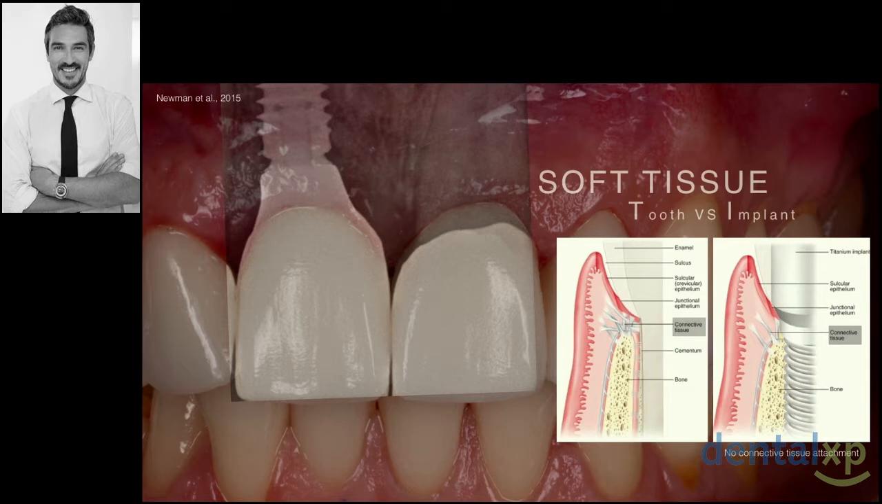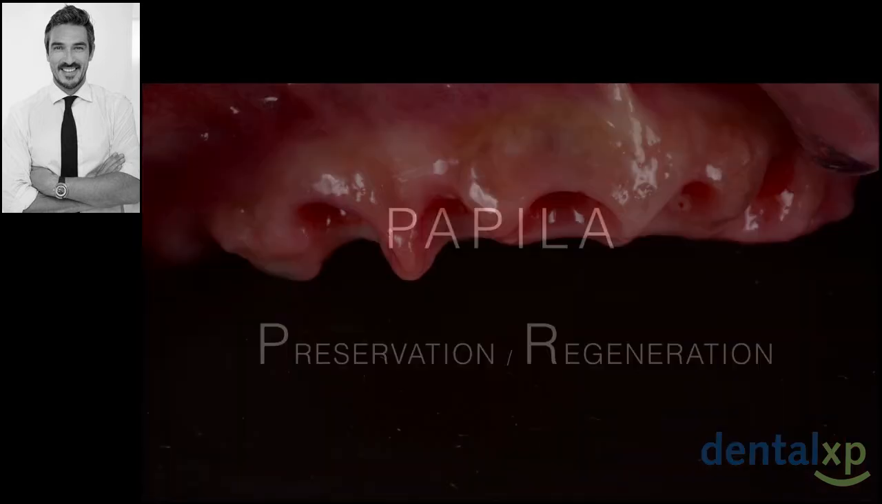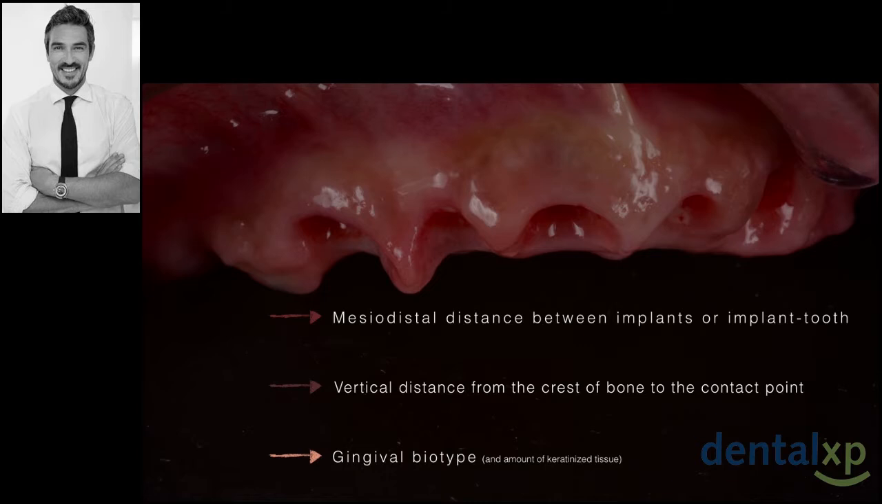It's very, very different when we're discussing implant versus tooth because of the connective tissue. So when we're discussing papilla, preservation and regeneration are two very important words to take under consideration. The mesiodistal distance between implants or implant and tooth is of huge importance, and we saw Dr. Chu's lecture yesterday. Because of implant design and new concepts of implant placement, these distances are actually getting shorter.